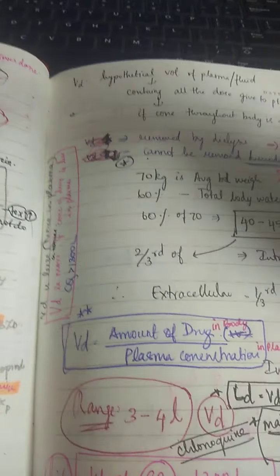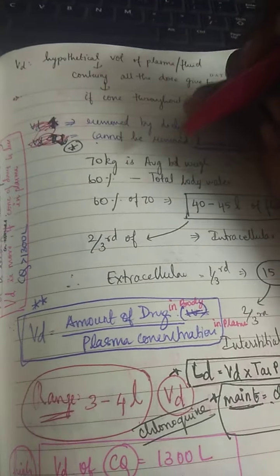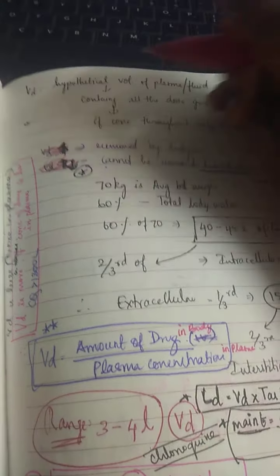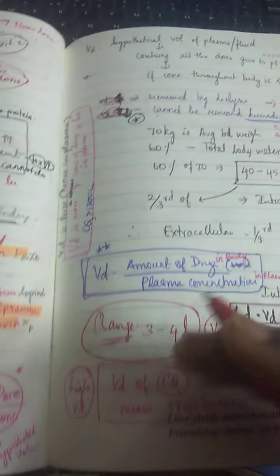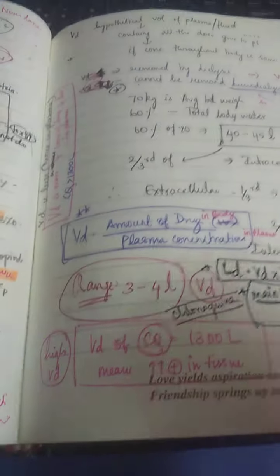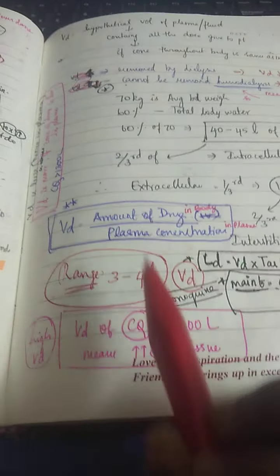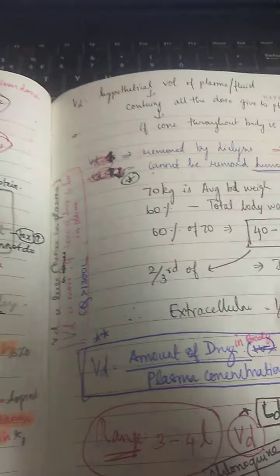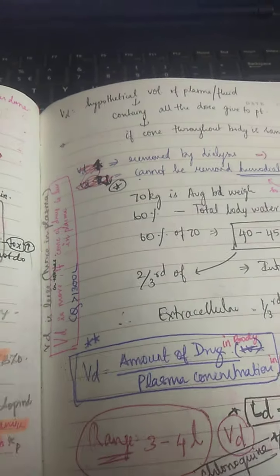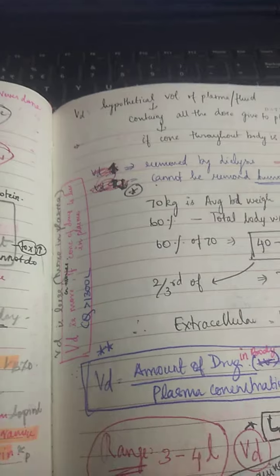Now, if the amount of drug in the body is more, that means the volume of distribution is more, to achieve the required concentration. If the volume is more, it means the drug is going more towards the tissues. If the volume of distribution is less, it means all this amount of drug is present in the blood itself. It is not being distributed anywhere else.